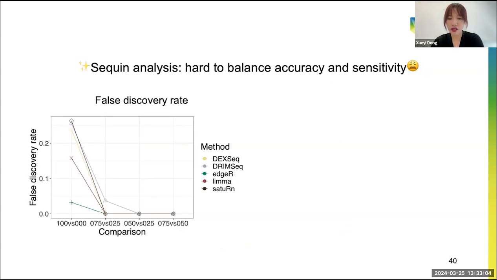And then just skipping to this part, I used the sequins to look at the accuracy and the sensitivity. So firstly, look at the false discovery rate. We found out that only the method HR is controlling the false discovery rate well, while all the other methods at the comparison of the pure samples, they're having a false discovery rate higher than 0.1.